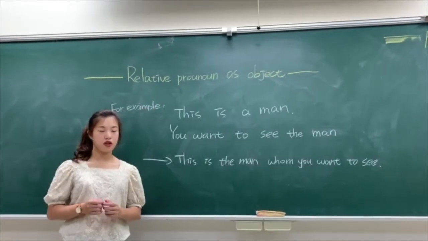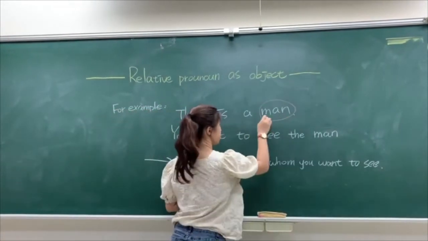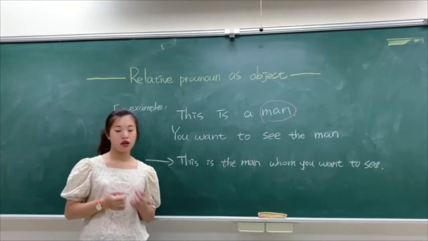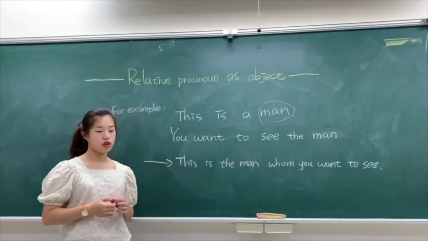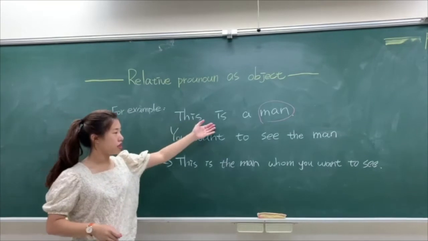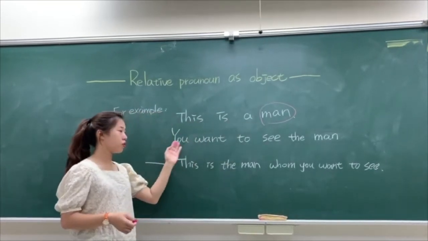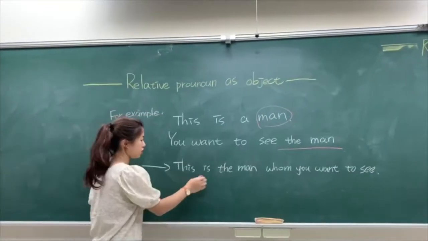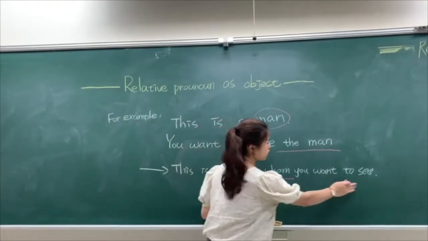Now let's explain it with people. When the man in the relative clause is the object, we use whom in the sentence. For example, this is a man. The second sentence, you want to see the man. This is the man whom you want to see.